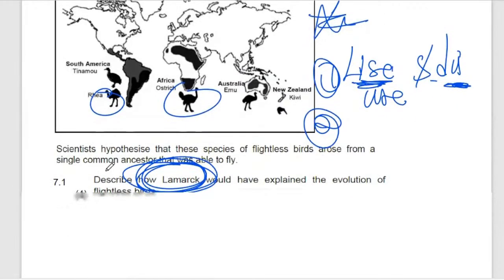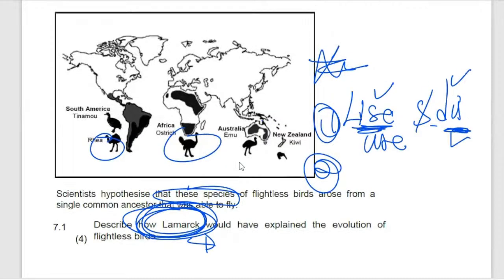So let's look at this. I hypothesize that species of flightless birds arose from a single common ancestor, which was able to fly. It means that the ancestor was able to fly, but now they are flightless. It means that they lost the ability of flying. Therefore, was it use or disuse? Definitely it's going to be disuse. Is it clear? So now we say that maybe at the beginning, all birds were able to fly, because remember when you are talking about Lamarck's theory, there is no variation. All of them are the same. You understand? All the birds were able to fly. So now you talk about the disuse.